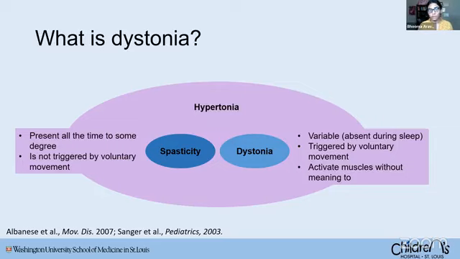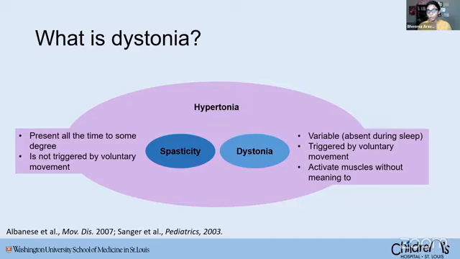But overall, if someone says there's a lot of spasticity in the adductors of the legs, they scissor a lot when we're trying to change their diaper, and when they sleep they get a little bit looser but those legs are still crossed, that sort of tone is spasticity. It's also not triggered by voluntary movement, so that's an important differentiator. Dystonia is not that way. Dystonia is by definition variable, and tends to be absent during sleep.